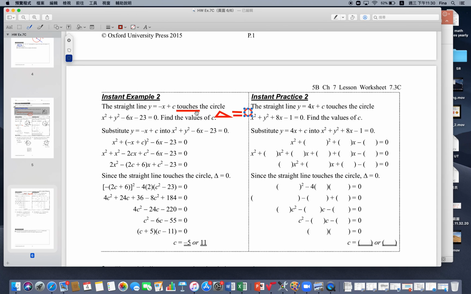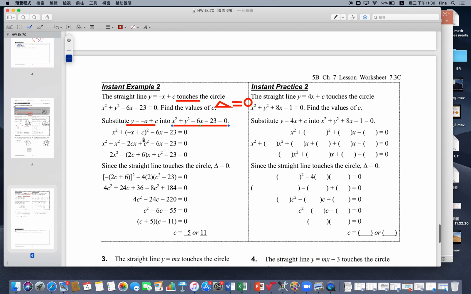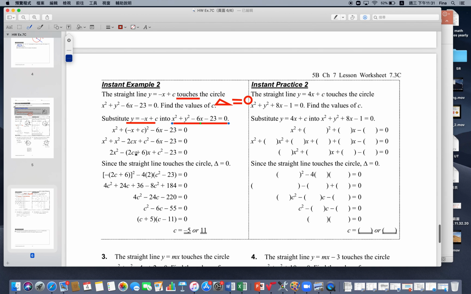Because of touches, that means they intersect at one point only. That's why, first of all, I substitute the equation of the straight line into the equation of the circle. And after this, I get a quadratic equation in X. And for the C, actually it is a constant only.